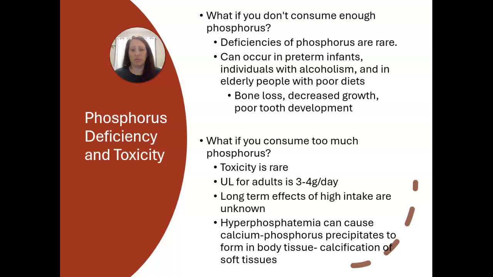What if you consume too much? Again, toxicity is pretty rare unless you're over supplementing. There is a UL, again, for supplements for adults, 3 to 4 grams per day. Long-term effects of high phosphorus intake are unknown. Hyperphosphatemia, high phosphate levels, can cause calcium phosphorus precipitates to form in body tissue. And so again, this can lead to the calcification of soft tissues, just like we talked about with calcium.